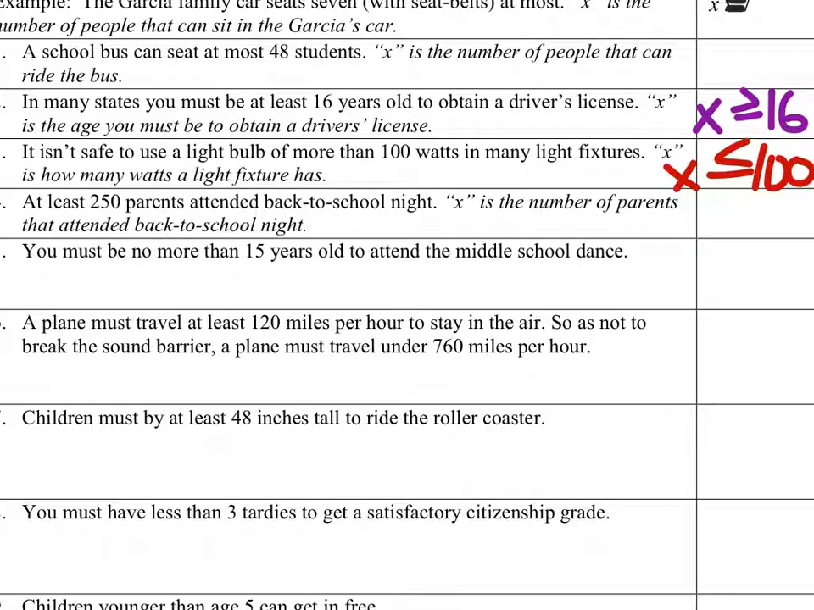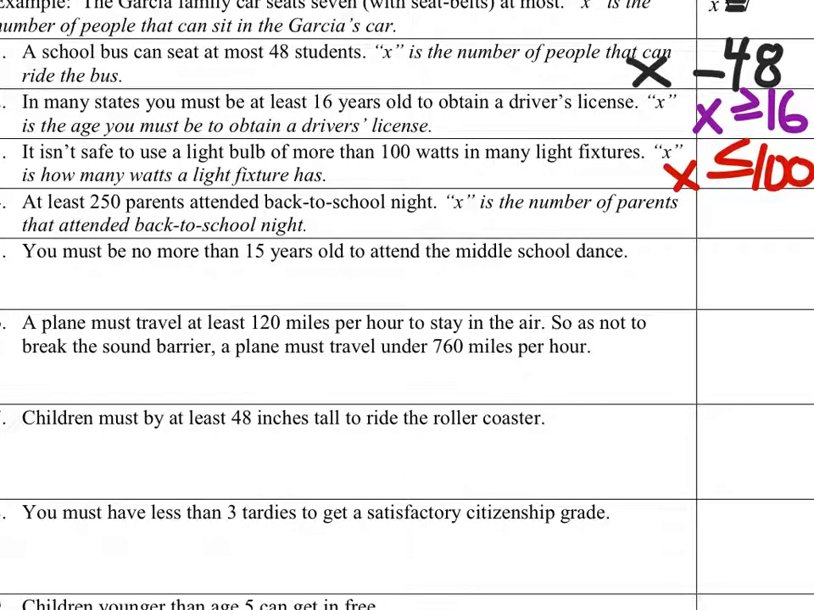In many states, a school bus can sit at most 48 students. Does that mean that it could sit 48 students? Yeah. I have a feeling you're guessing now. Because it's saying at most 48, which means you can fit 48 people into it. So we know that it's also equal to the 48, the number of people in the bus.